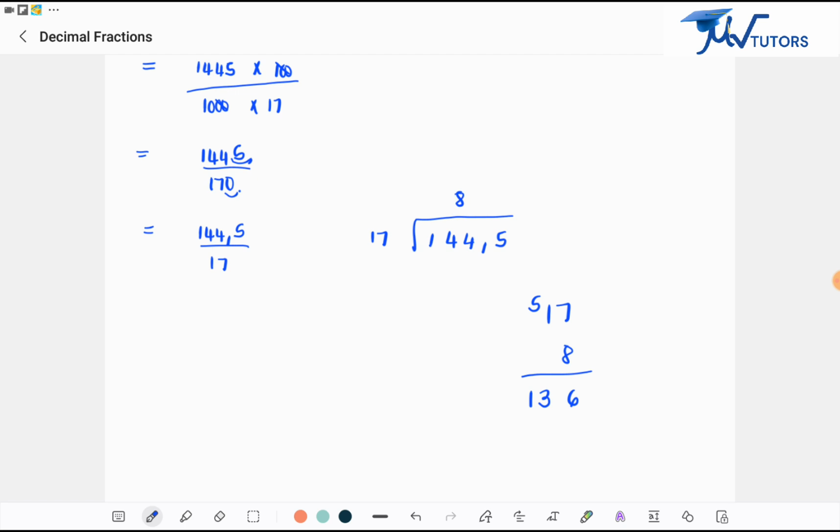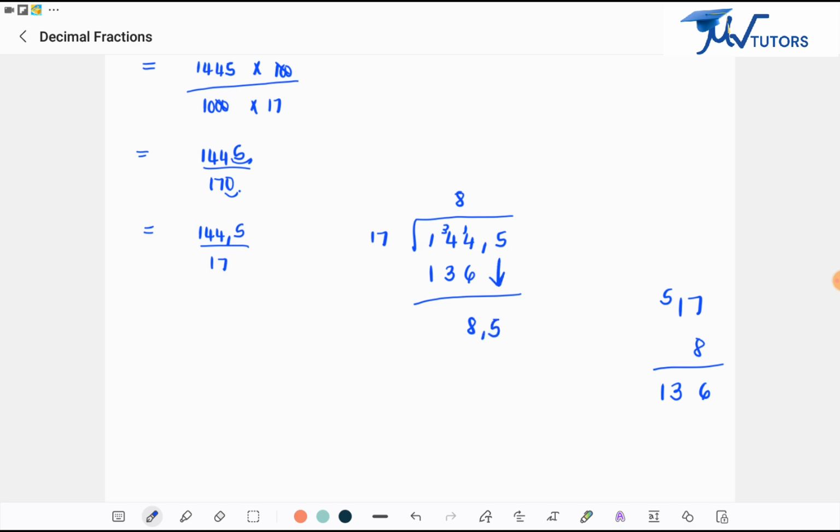It'll go in 8 times. So 8 times 17, that'll be 136. Let me just move this a bit to the right. Okay, so if I subtract the two, 144 minus 136, I'm going to have to borrow: 14 minus 6 is 8. I'm left with 13 over here, so 13 minus 13 is just 0. Then I have to take down this 5, so I'm going to be left with 8,5.